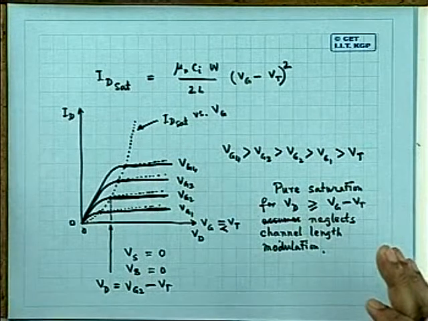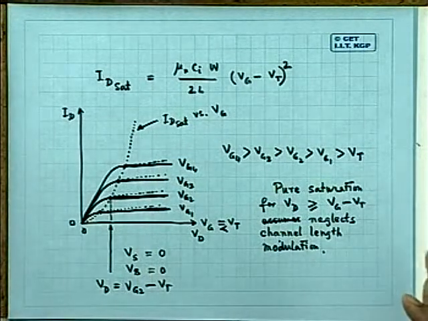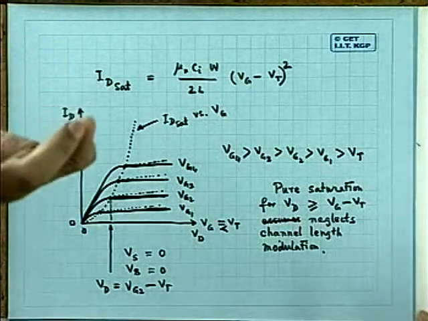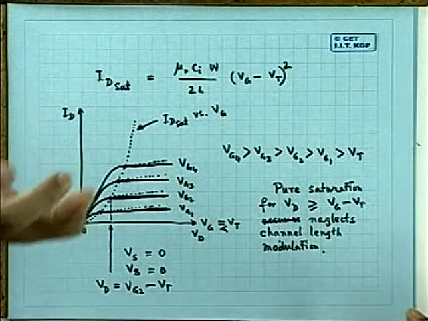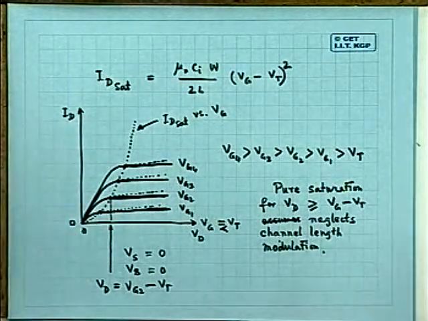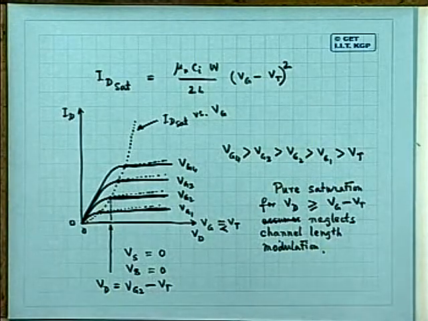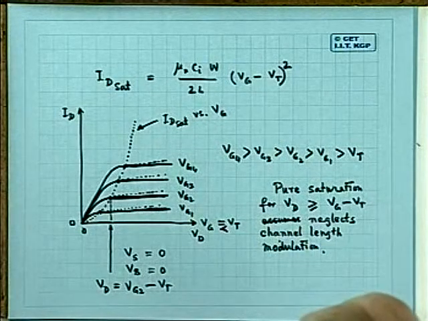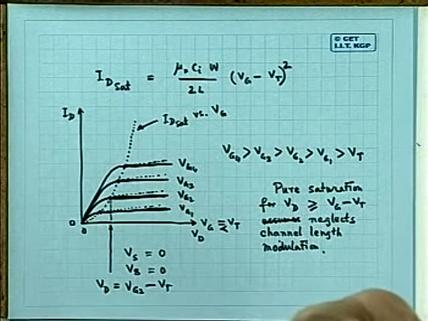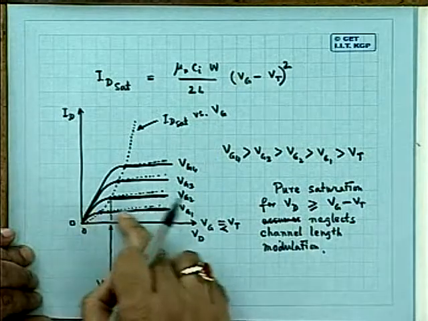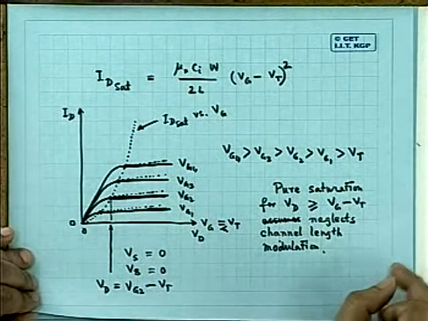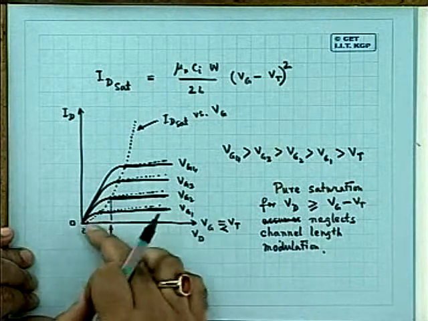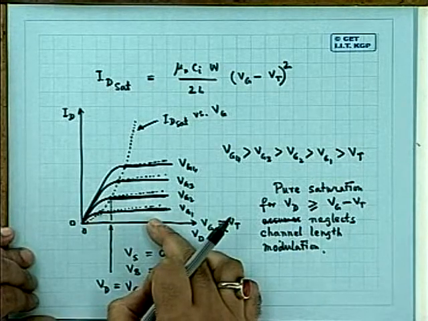This channel length modulation becomes more important only in more advanced devices where the channel length is comparable to the value of the depletion layer width, as well as the thickness of the oxide, etc. Otherwise, if the channel length is very large, we can safely ignore the delta L, the small spread of the pinch-off from the drain, so that the current remains almost constant. It behaves as an ideal constant current source, just like our transistor. The transistor also behaves more or less as an ideal constant current source in the active region.